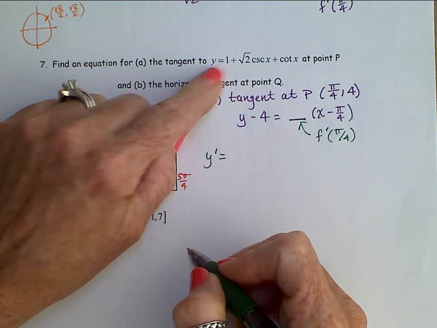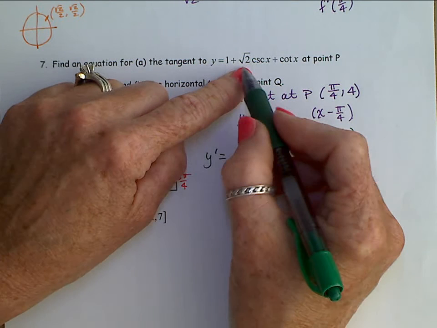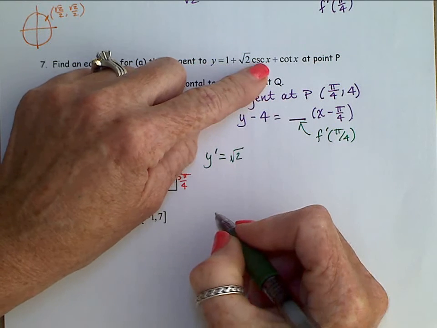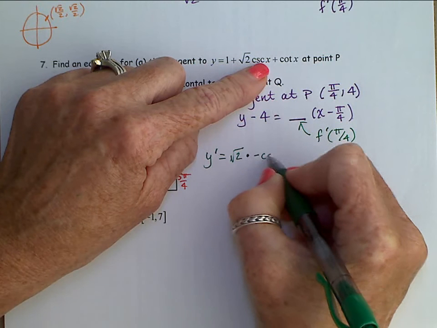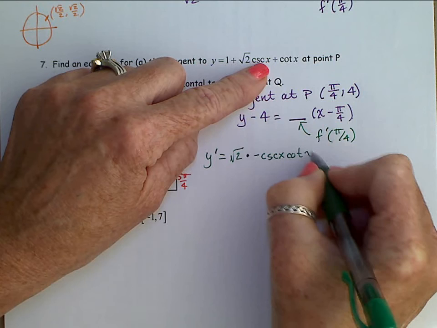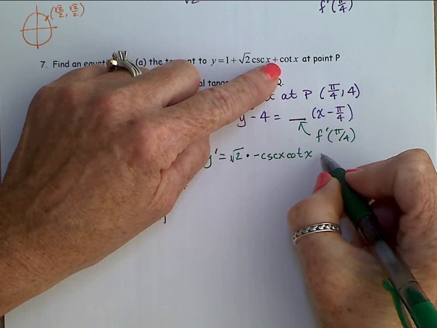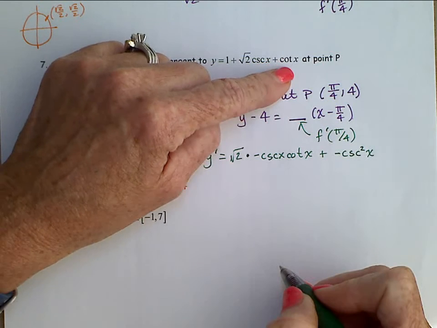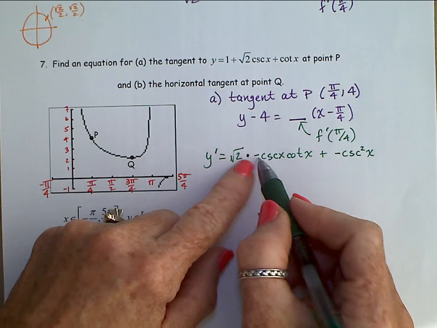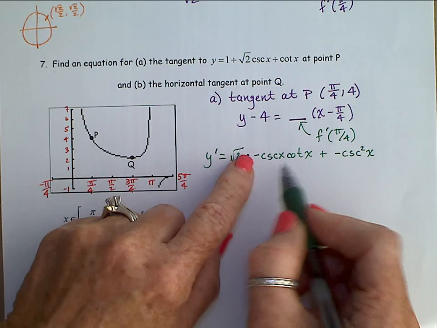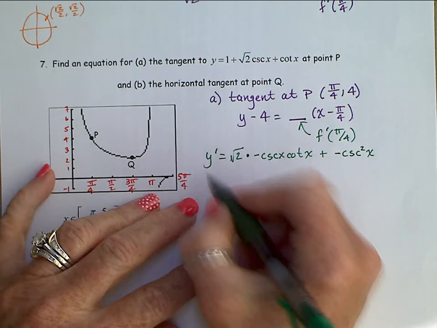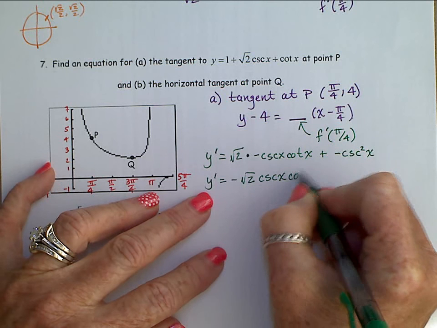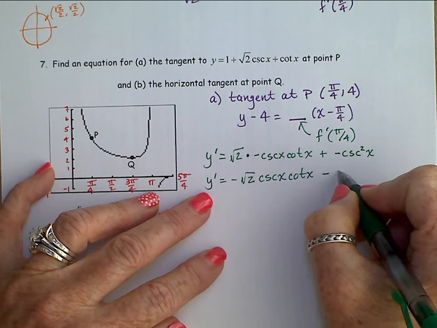The derivative of 1 is 0. Square root 2 cosecant x. Well, the square root 2 is a constant, so that just comes down. And then the derivative of cosecant is negative cosecant x cotangent x, and then plus the derivative of cotangent, negative cosecant squared. Be careful here that you read this as times negative cosecant cotangent, not minus cosecant cotangent. When we clean this up a bit, we'll have negative square root 2 cosecant x cotangent x minus cosecant squared.